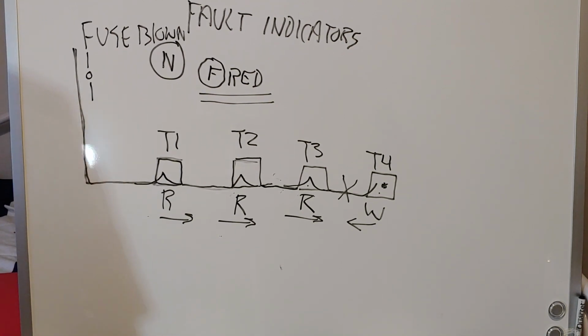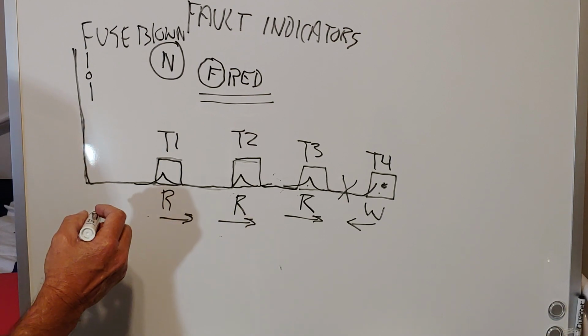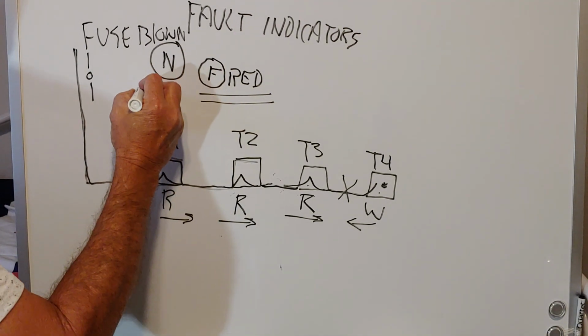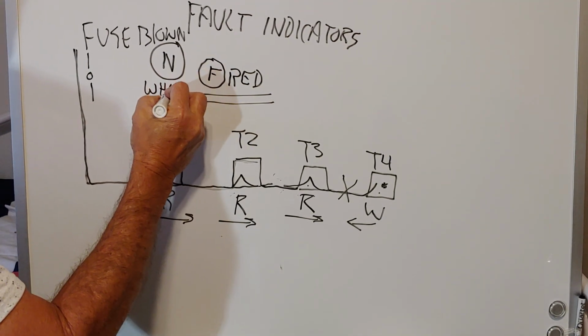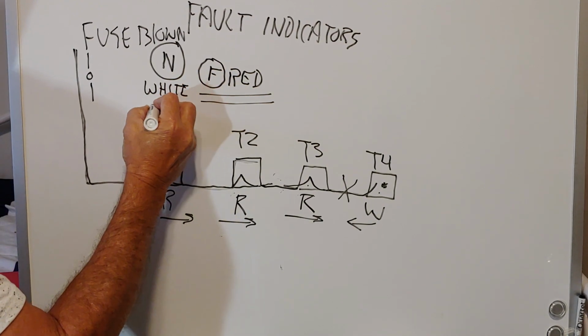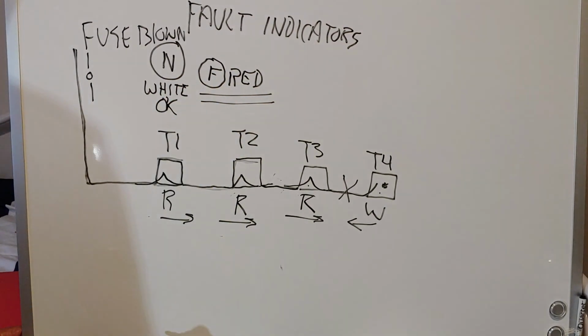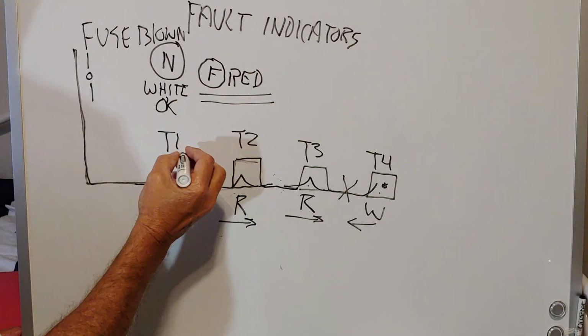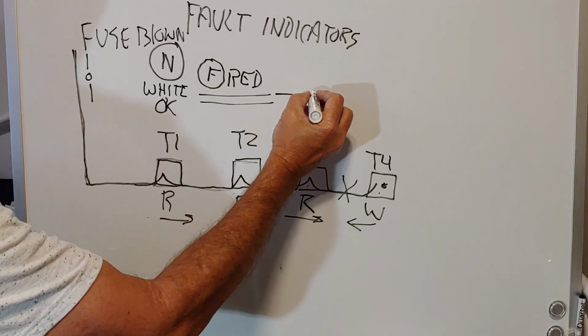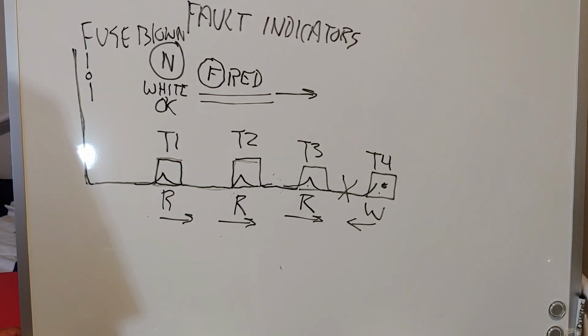So, things to remember. N, white, is okay. My cable is good. F, red, means I have a fault a span beyond.